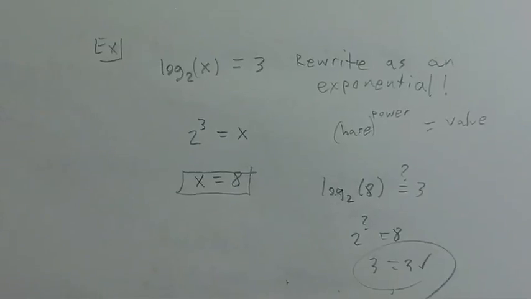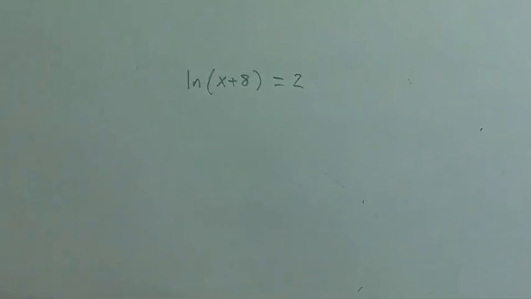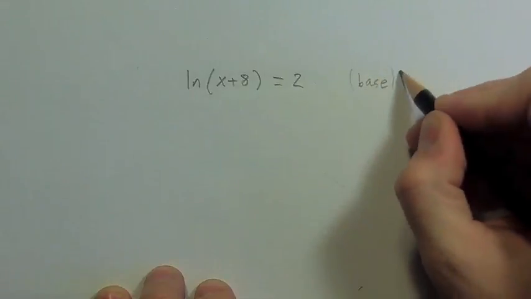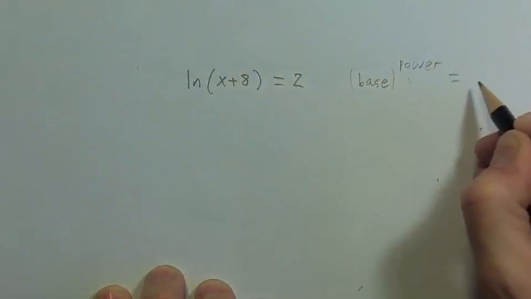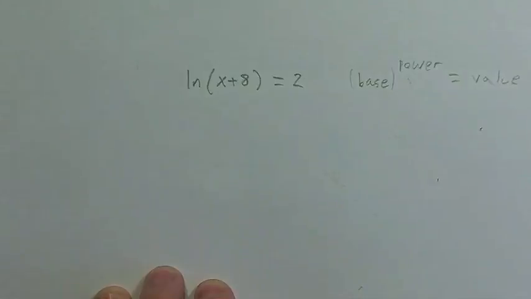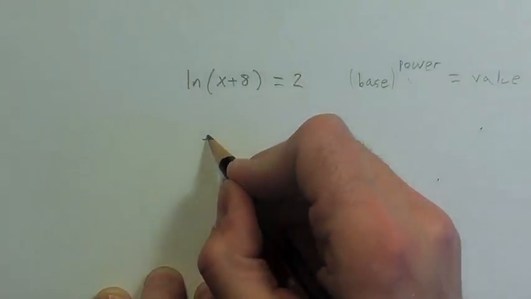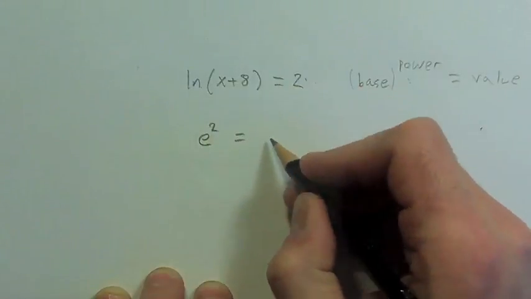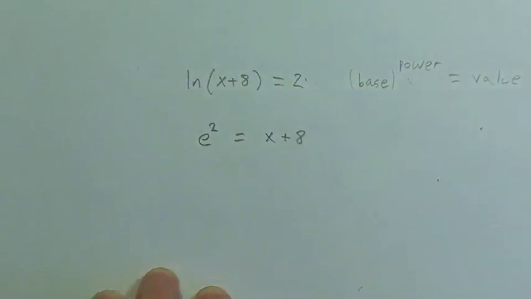Now, of course, you can complicate it a little bit by maybe giving it an ln or giving it an x plus 8 instead of just an x. But it still works in the same way. Remember, we want base to power is equal to the value. So the base for ln is e. The power is on the other side, 2. And this is equal to x plus 8.